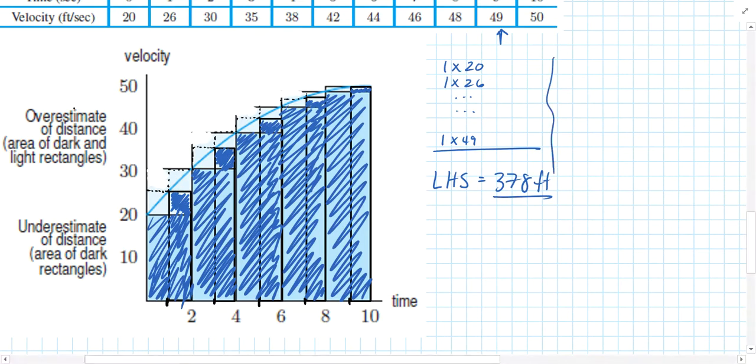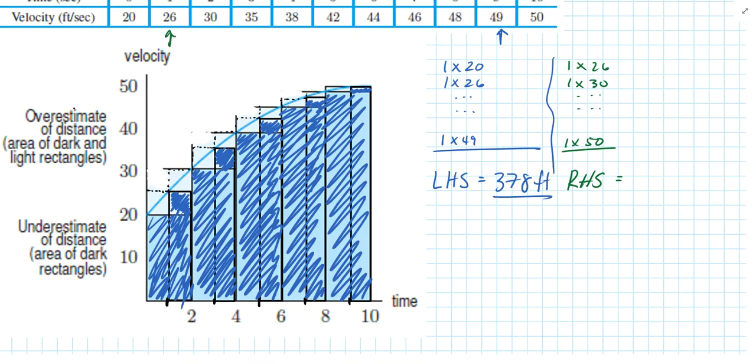For our right-hand sums, we're effectively using the numbers 26 up through 50 for the heights of each rectangle. Again, we're going to call this a right-hand sum because we're adding together all of the areas from rectangles created with right-hand data points. And this right-hand sum comes out to be 408 feet. Clearly, these estimates are better.